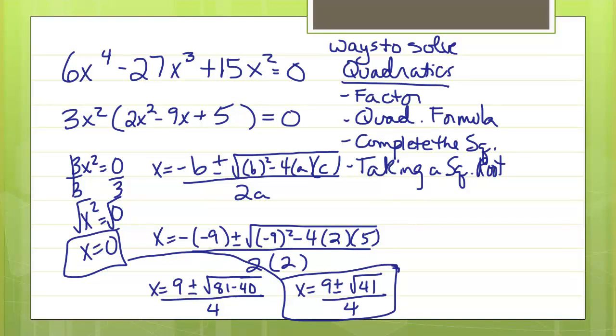These are real numbers. It's going to be irrational. The square root of 41 keeps going forever, but we could find them. So my 3 answers: x equals 0, x equals 9 plus the square root of 41 over 4, and x equals 9 minus the square root of 41 over 4. And I'm not saying you have to split these. I'm just trying to remind you that this is why there are 3 answers. Those are my 3 answers.